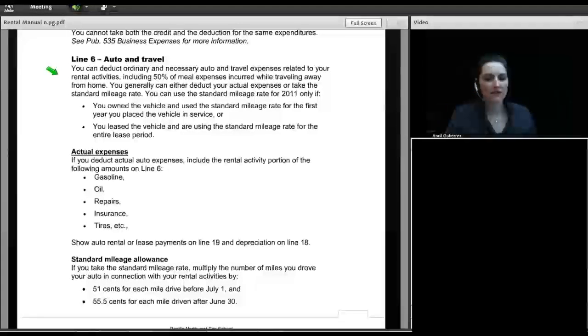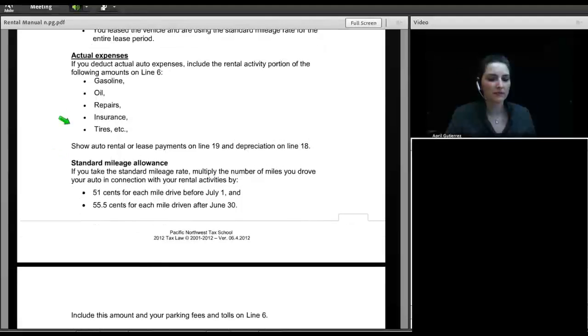You can use the standard mileage rate for 2011 only if you owned the vehicle and used the standard mileage rate for the first year you placed the vehicle in service, or you leased the vehicle and are using the standard mileage rate for the entire lease period.